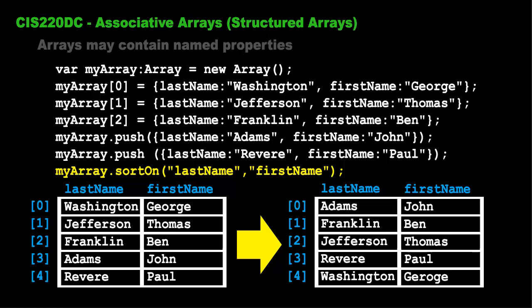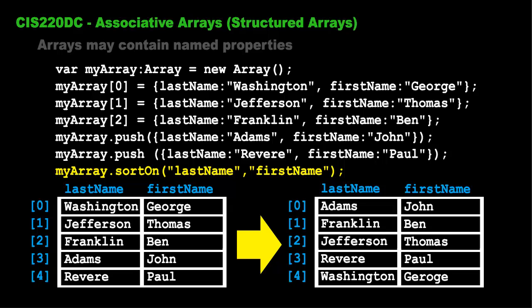I can sort that array, just as we had the sort command for a simple array. In an associative array, we can use the sortOn and specify the key that we want to sort. So I can also have multiple keys. So in this case, I've got myArray.sortOn, and my primary sort's going to be last name, but then I have a secondary sort of first name.